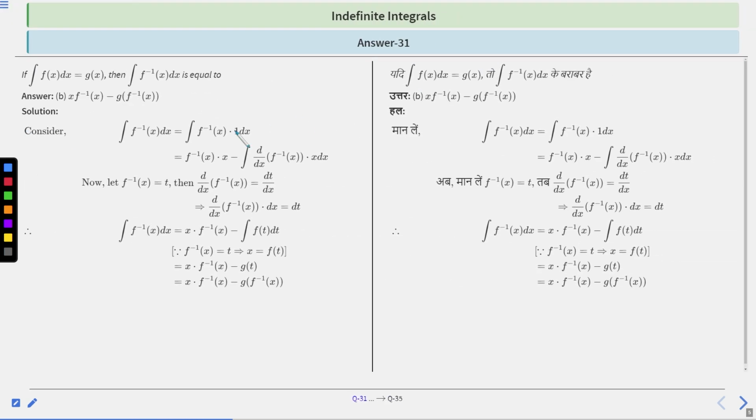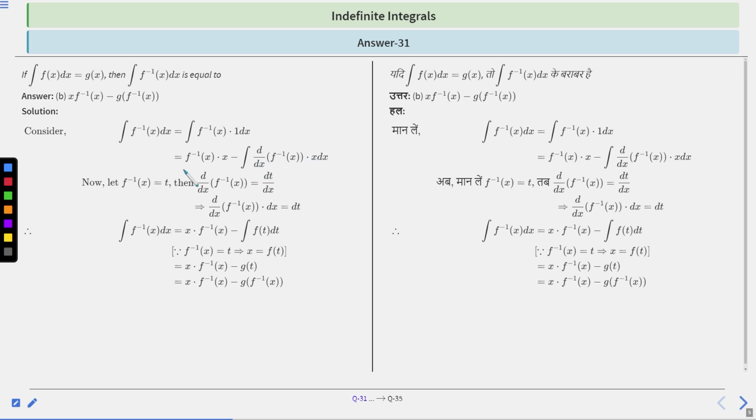As we have discussed, integration of f(x) is given as g(x). Therefore, integration of f inverse x dx can be written as integration of f inverse x into 1 dx. Now we can apply integration by parts. It will be f inverse x into integration of 1 dx, minus integration of d upon dx of f inverse x into integration of 1 dx, into dx.